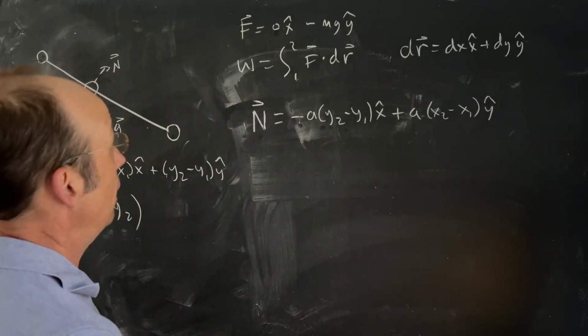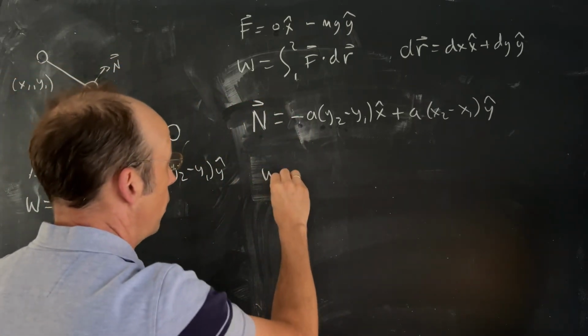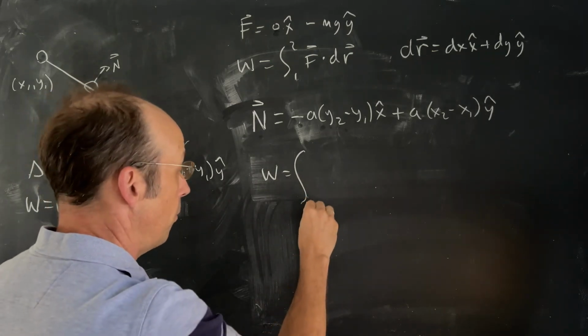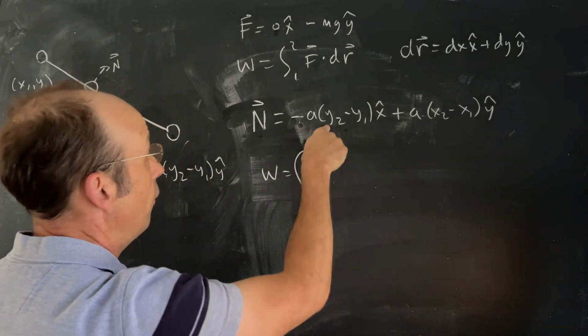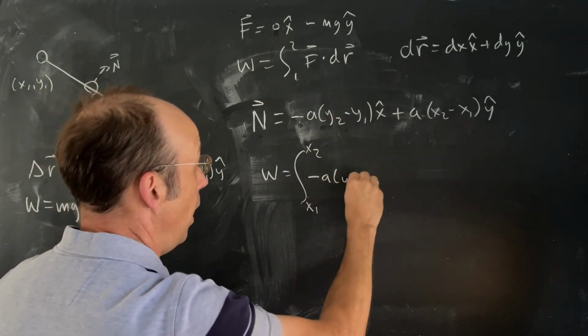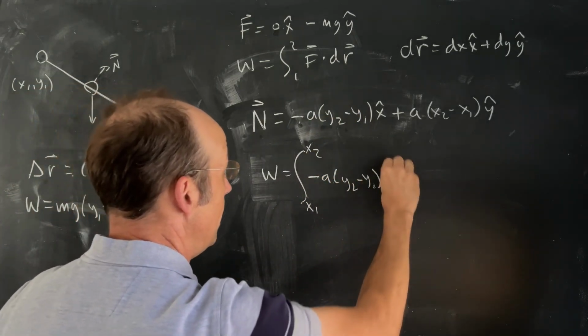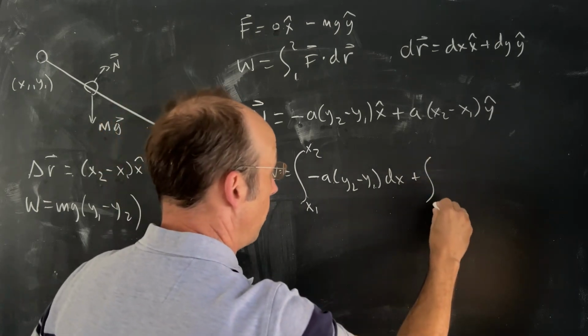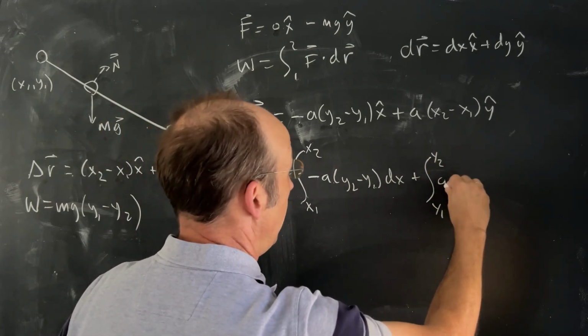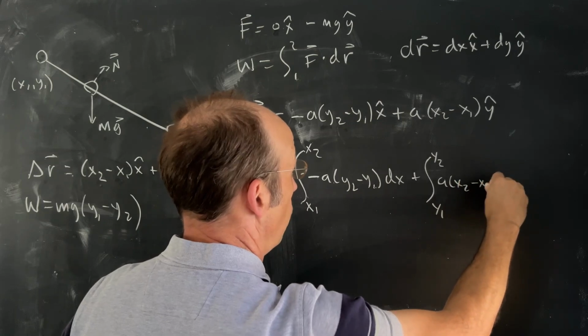Okay. So now let's set up our integral. The work is the integral, and I'm going to go ahead and break it into two integrals: from x1 to x2 of Nx dx, so it's going to be negative a (y2 minus y1) dx, plus the integral from y1 to y2 of a (x2 minus x1) dy.